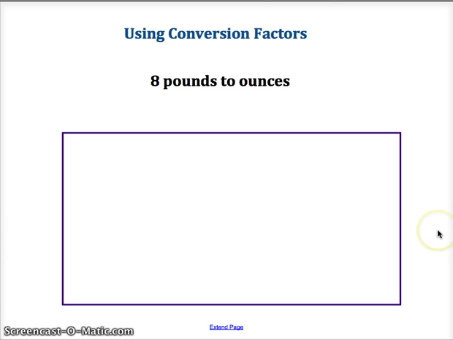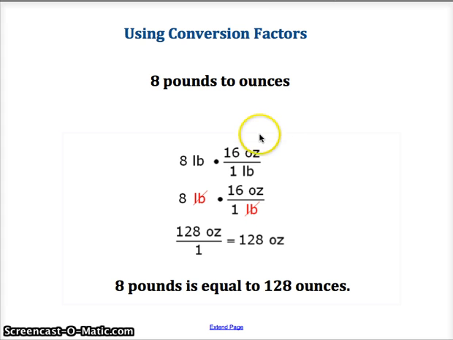Let's try another one. 8 pounds, converting to ounces from pounds. Please write this in your notes, show your work, and come back and check it. Okay, let's see how you did. That's right, there are 16 ounces in a pound, and so when you multiply, you have 128 ounces, and 8 pounds is 128 ounces. Well done.